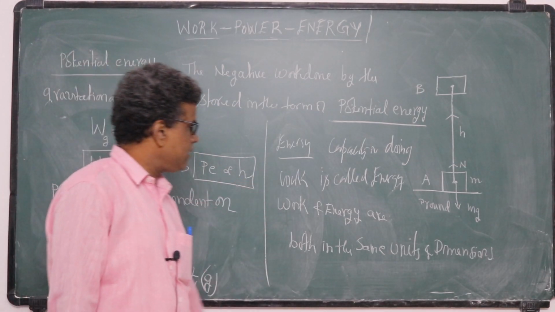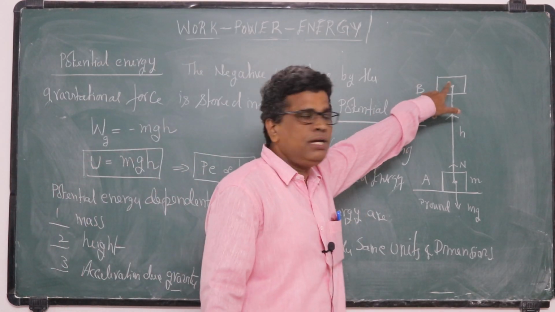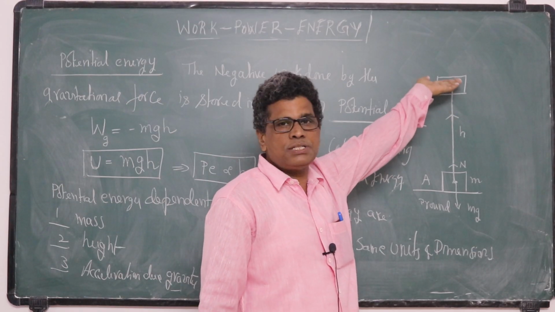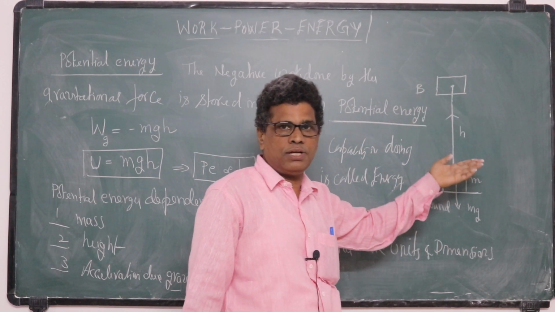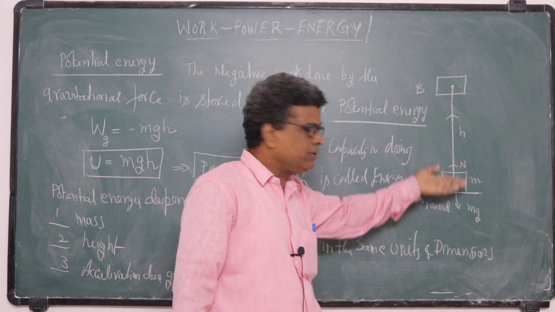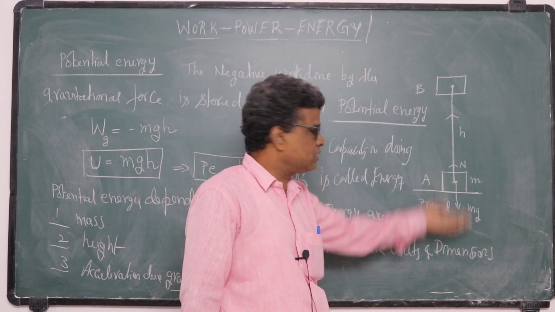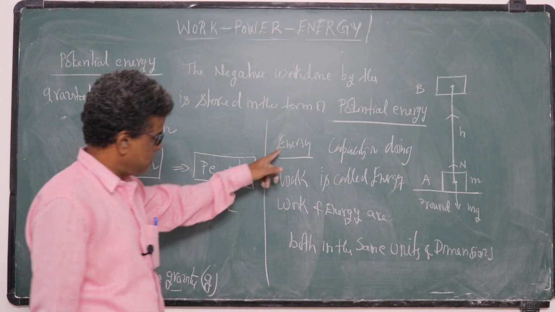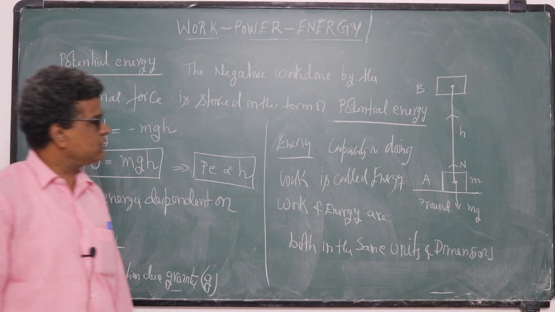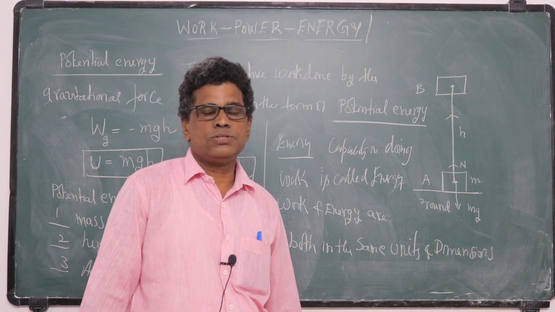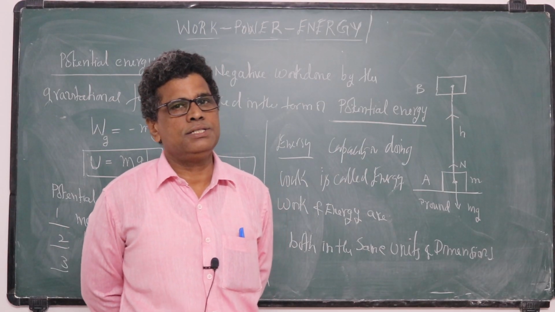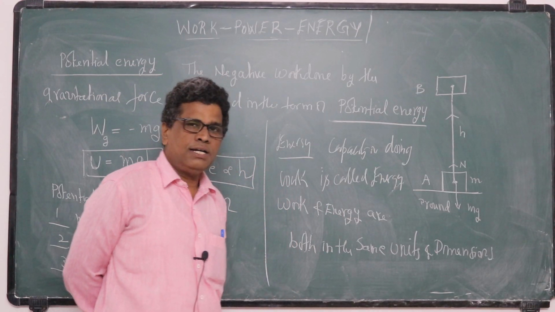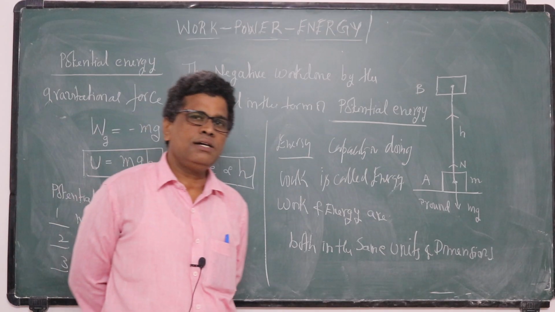So the capacity of doing work. Now this body has a certain capacity of doing work. If you leave this one, it will fall down. That means it is again converted into kinetic energy. So here I define energy: capacity of doing work is called energy. Both work and energy have the same units and dimensions.